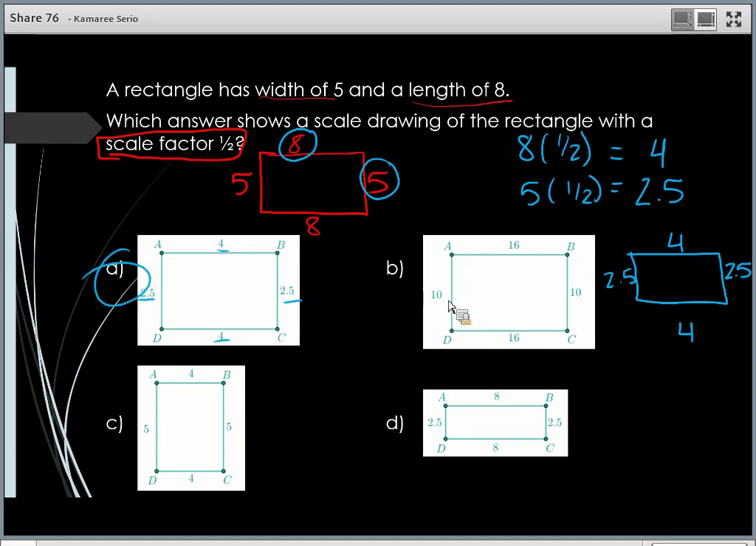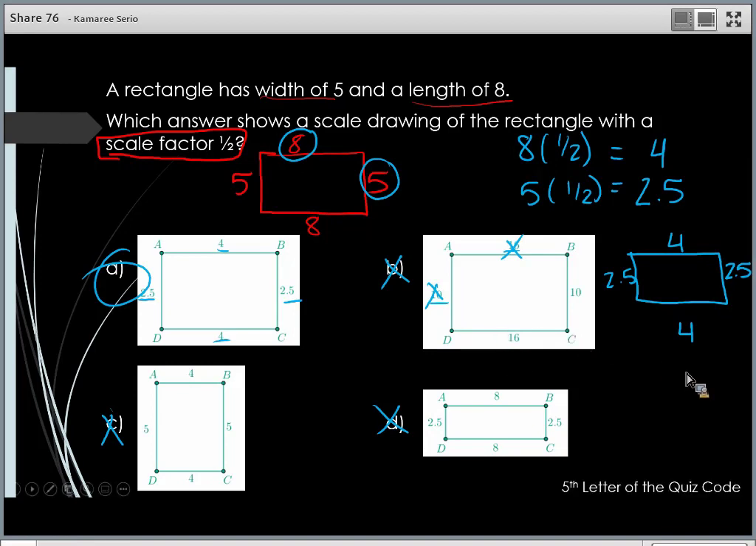A looks like a good one. I don't want to pick this one. This one I'm multiplying by 2. I'm not multiplying by 2, I'm multiplying by 1/2. None of these other ones work either because none of the numbers match up. Here I have 4s and 5s, 8s and 2.5s, and then 10s and 16s. So the biggest thing here is to remember to multiply both sides by the scale factor.